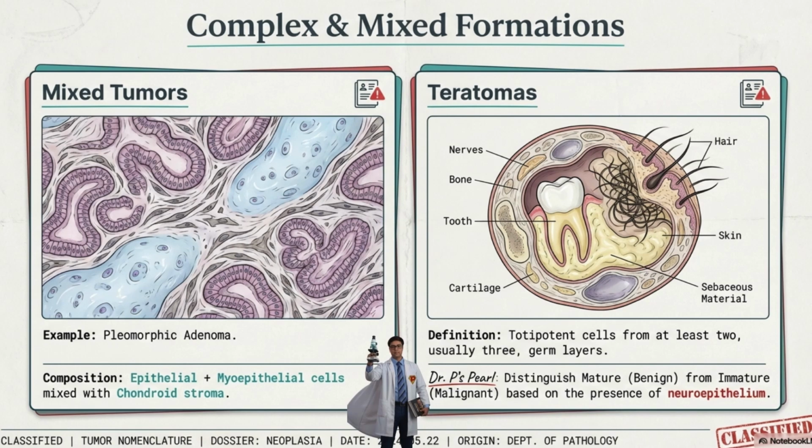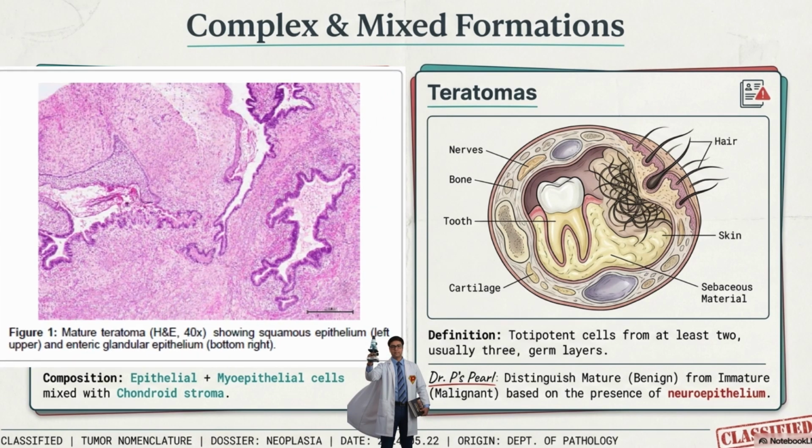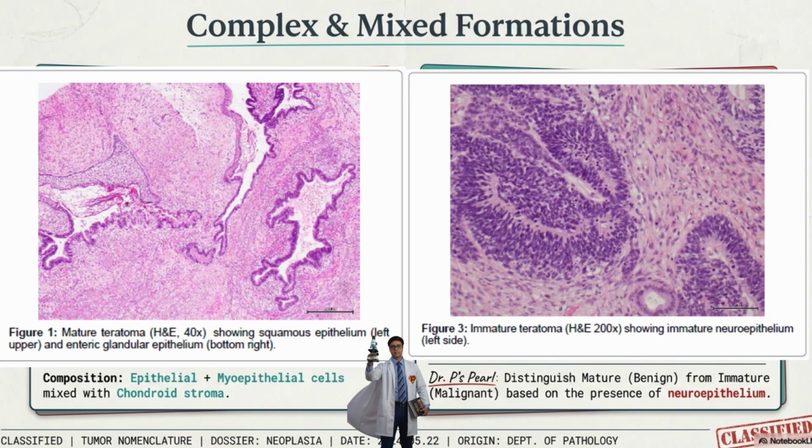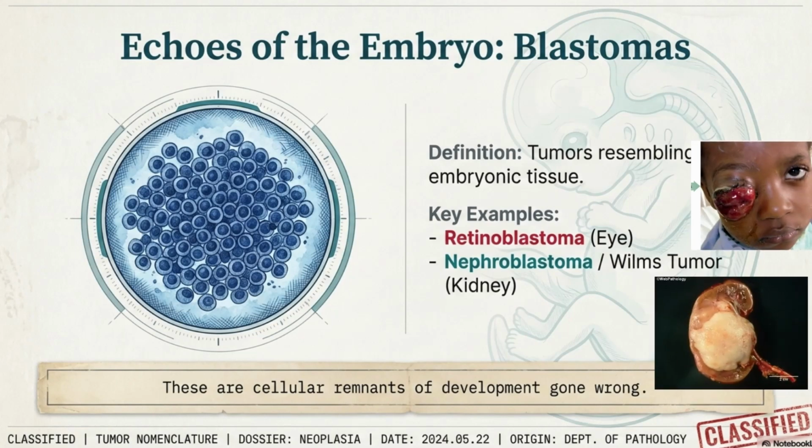Dr. P's pearl. We distinguish between mature teratoma, which is the benign one, and the immature teratoma, the malignant one, based on the presence of neuroepithelium. Blastomas. These tumors resemble embryonic tissue, for example, retinoblastoma, nephroblastoma, or Wilms tumor.